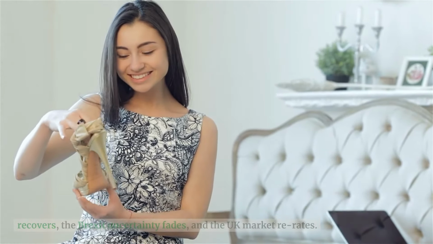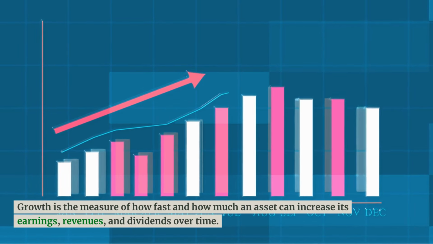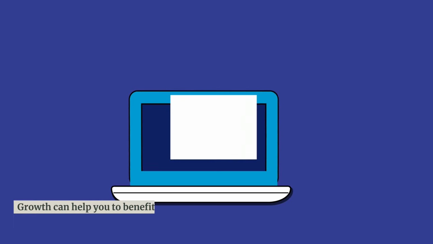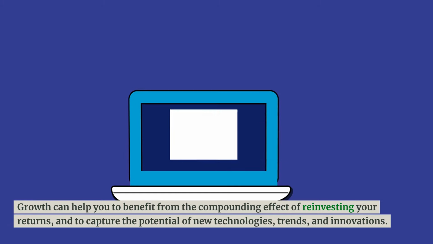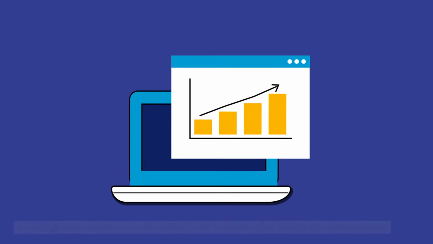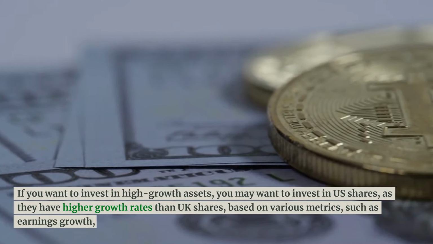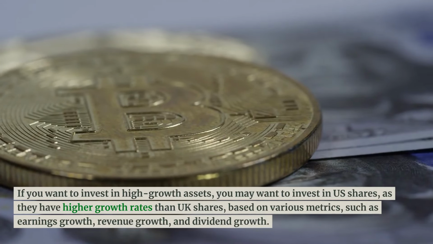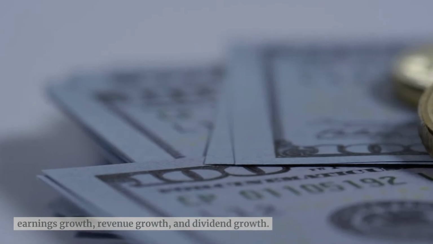Growth is the measure of how fast and how much an asset can increase its earnings, revenues, and dividends over time. Growth can help you to benefit from the compounding effect of reinvesting your returns and to capture the potential of new technologies, trends, and innovations. If you want to invest in high-growth assets, you may want to invest in US shares, as they have higher growth rates than UK shares, based on various metrics, such as earnings growth, revenue growth, and dividend growth.